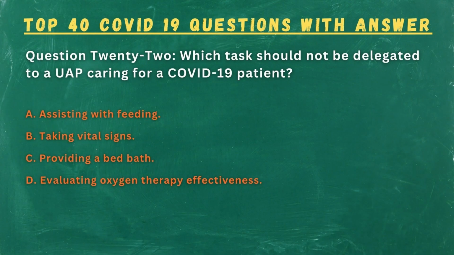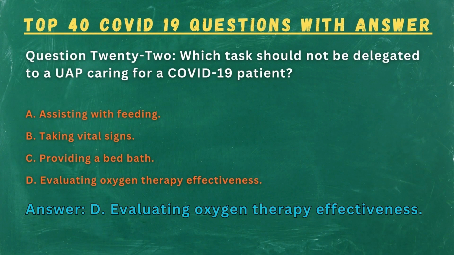Question 22. Which task should not be delegated to a UAP caring for a COVID-19 patient? A. Assisting with feeding. B. Taking vital signs. C. Providing the bed bath. D. Evaluating oxygen therapy effectiveness. Answer: D. Evaluating oxygen therapy effectiveness.